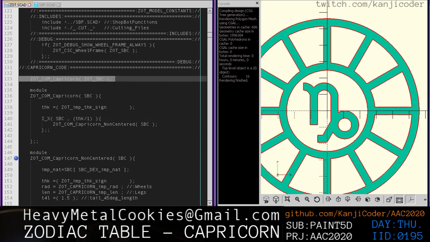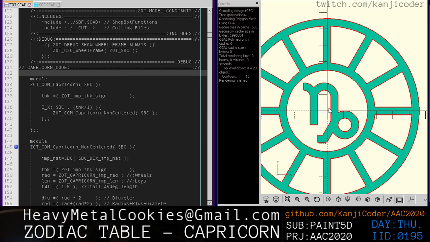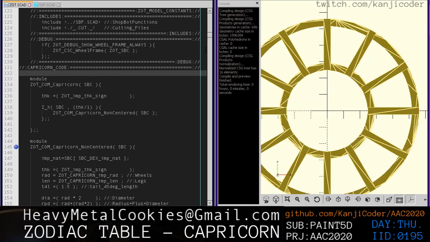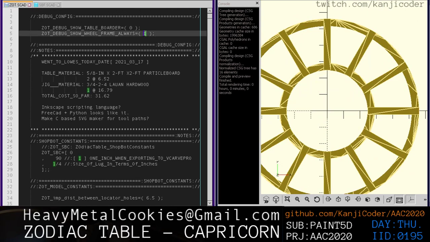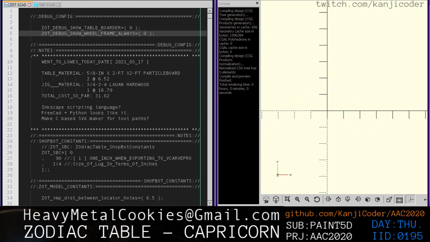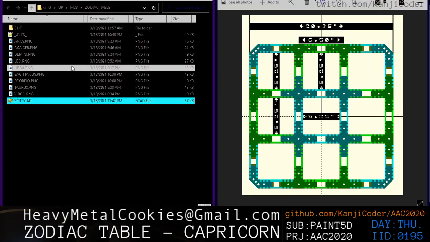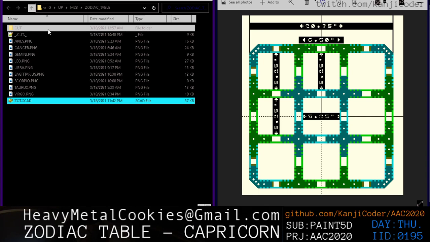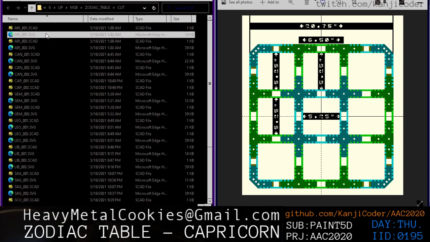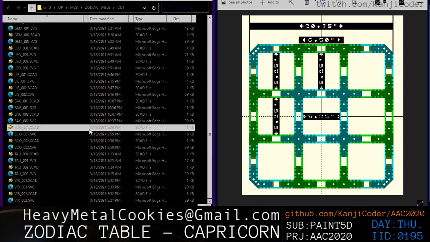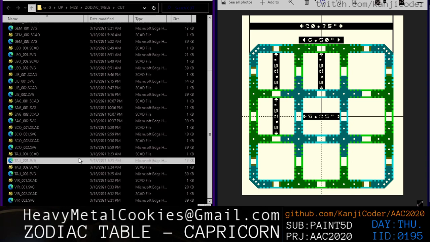So let's remove this code here, the debug code we're using to produce this. Let's turn this debug flag off, right? And now this file looks completely empty. We'll close that, go back to our cutting files, and render those. In here, we should already have the Capricorn stuff ready for us.